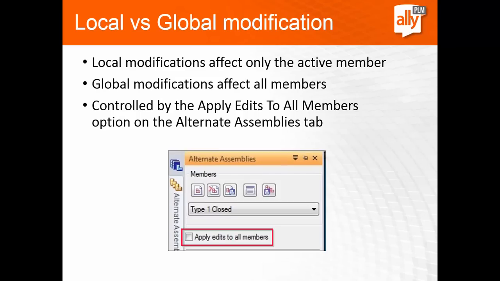Now, as you're going through and creating your other members, you have the option to apply edits to all members, which is a global modification, or you can simply do a local modification and affect only that one active member. So this would be, again, going back to editing the type 1 open or type 1 closed. If I have this box unchecked, it's only going to edit, in this case, type 1 closed. And if I have that box checked, then it'll edit all of the members.